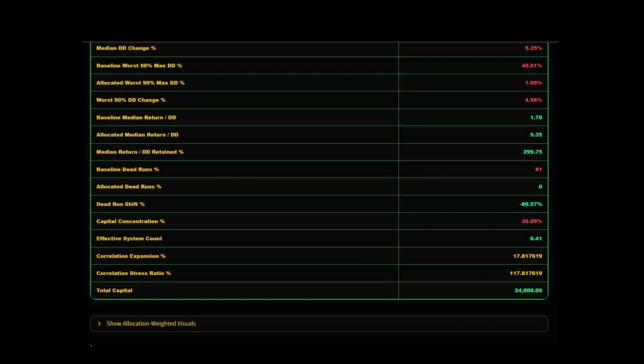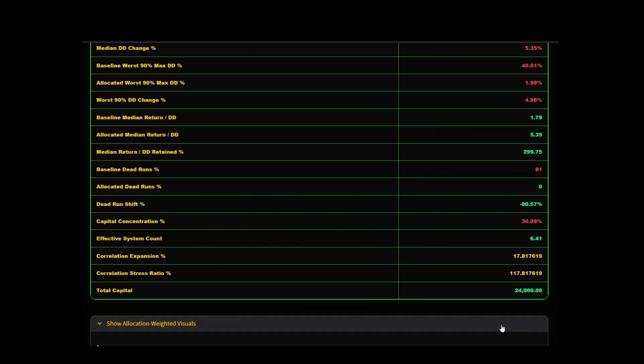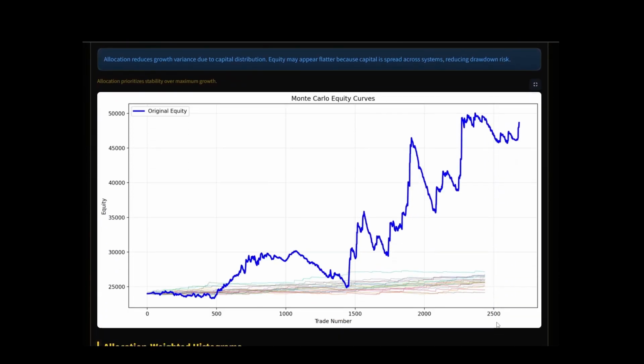That is why the allocated equity can look flatter than the original equity curve. The capital is spread across systems instead of letting every component run with full exposure. Then we move into the allocation-weighted Monte Carlo curves. These curves show how the portfolio behaves after the allocation engine has reduced exposure per system. The result may look less explosive, but the goal is more stability, lower drawdown risk, and better survival behavior.